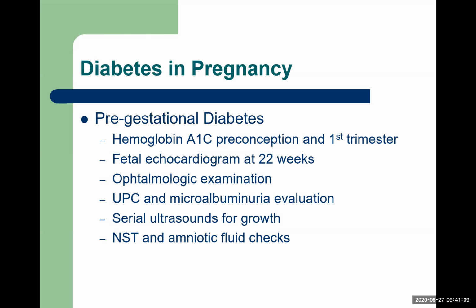In terms of the baby, we do a fetal echo. So besides the normal anatomy ultrasound, we also do a fetal echo at 22 weeks because moms with diabetes have an increased risk for cardiac anomalies. And this is particularly even more significant in those patients that have a hemoglobin A1C greater than 9. Then during the pregnancy, we do serial ultrasounds for growth, as well as NSC and amniotic fluid checks.